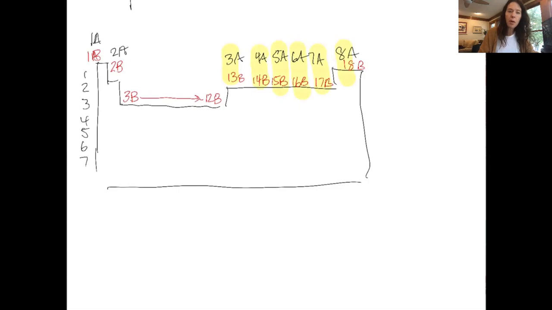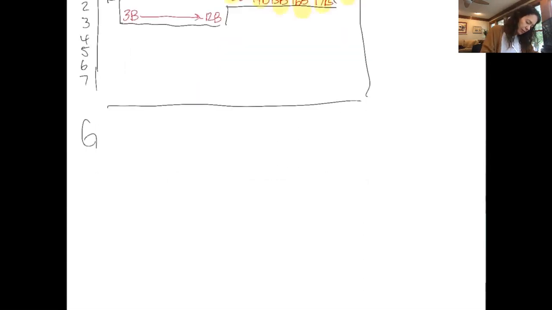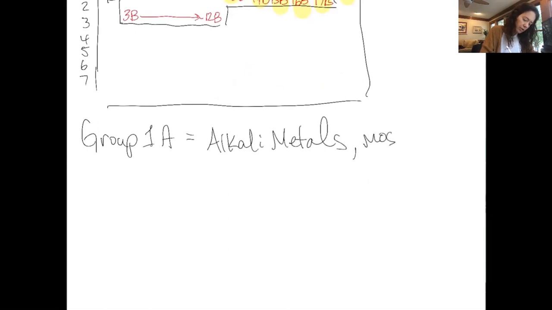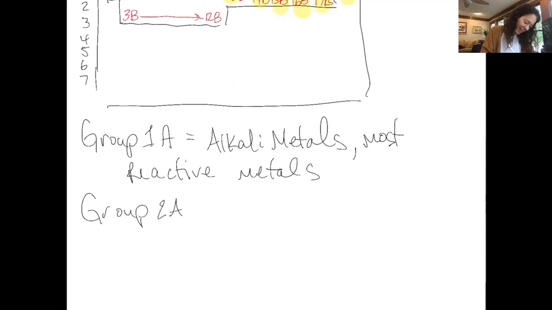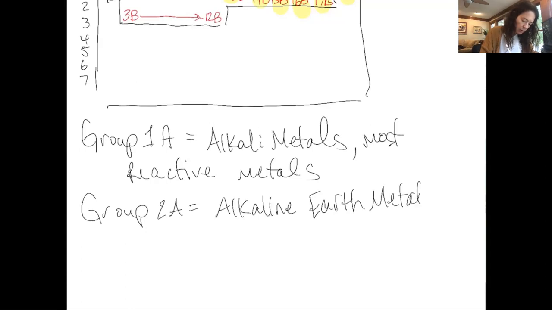All right. Okay. Now, group 1A, the first group on the left side, is called the alkali metals. All right. These are the most reactive metals. All right. Group 2A, losing my mind, are called the alkaline earth metals. All right. They're reactive, but they're not as reactive as the alkali metals. Okay.